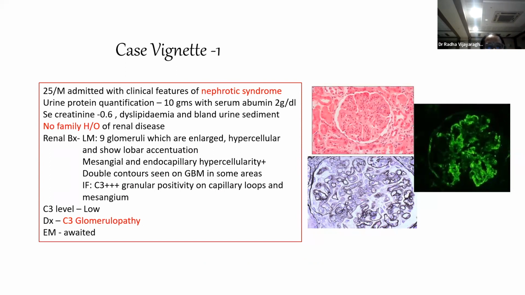Renal biopsy showed, on light microscopy, 9 glomeruli which were enlarged, hypercellular with lobar accentuation. Mesangial and endocapillary hypercellularity was present. Double contours were seen on the GBM in some areas. Immunofluorescence showed 3 plus C3 granular positivity on the capillary loops and mesangium. C3 levels were low. A diagnosis of C3 glomerulopathy was made. The electron microscopy finding is awaited.